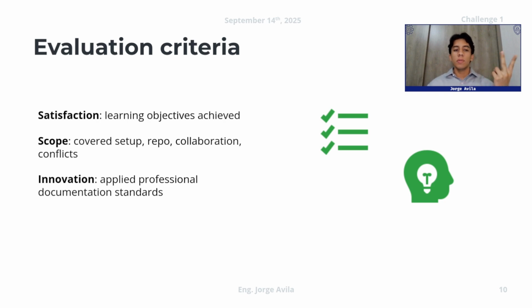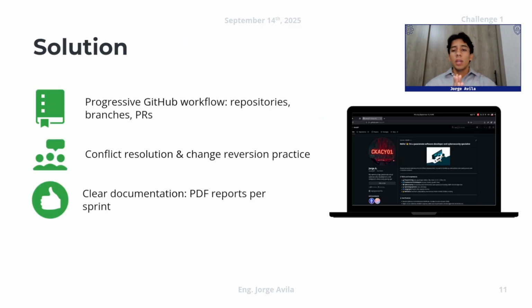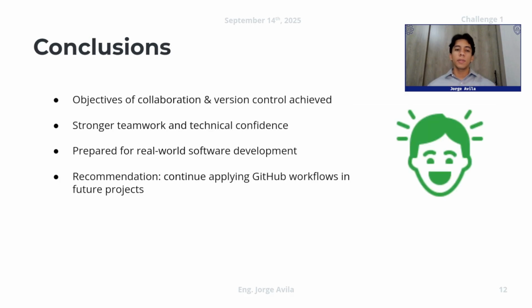The evaluation criteria of this challenge: in first place, we have the satisfaction of the learning objective, agile scope covering setup, repo, collaboration, and resolving conflicts, and innovation, applying professional documentation standards. And we get the solution of the principal problems that we had at the beginning. First, a progressive GitHub workflow: repositories, branches, and PRs. The second one, conflict resolution and change reversion practice. And the last one, clear documentation: PDF reports per sprint.